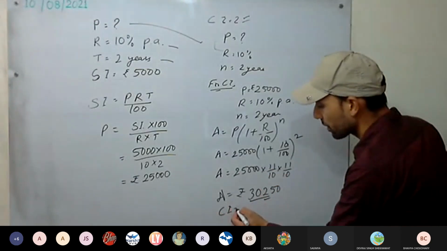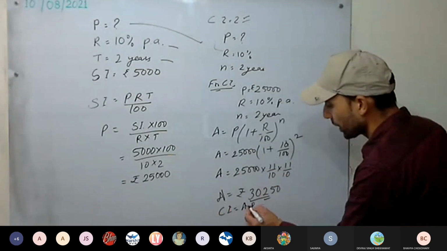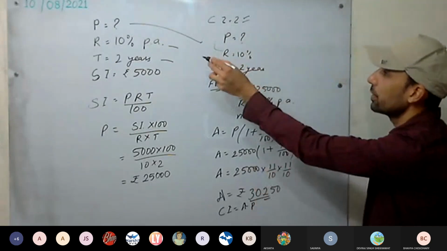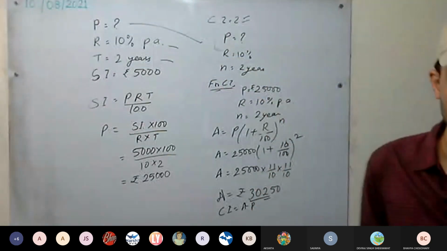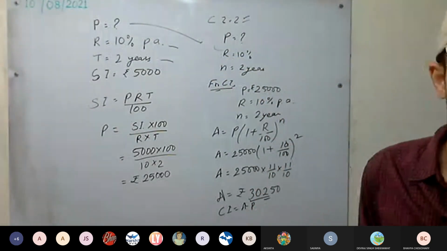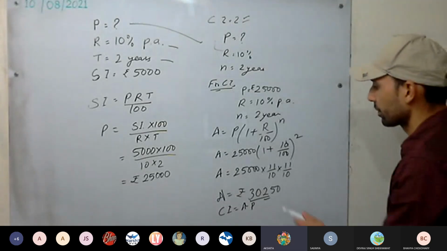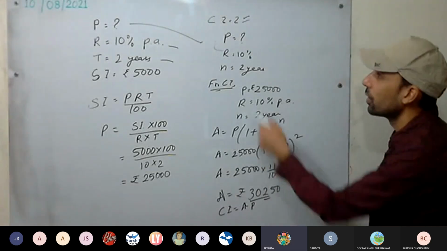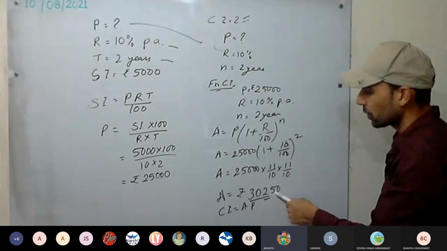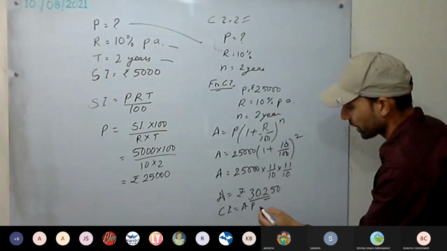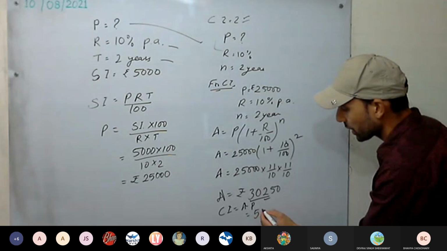Use your answer. Okay, this is the amount. Calculate the compound interest, which is amount minus principal. So from this you subtract 25,000. How much are you getting? 30,250 minus 25,000. It will be 5,250.